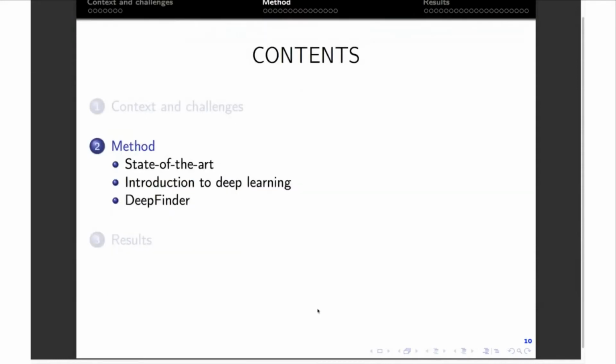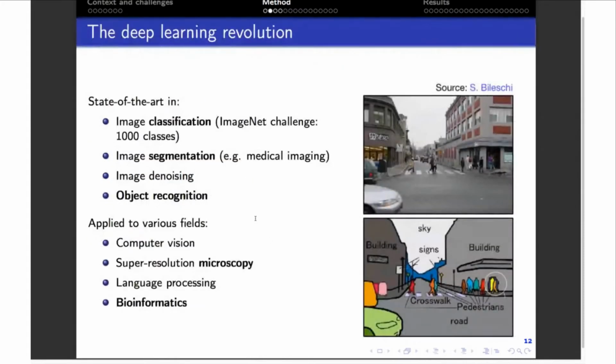So let's now talk about deep learning in general. We chose to use deep learning for this task because it is clearly the state of the art in image classification, segmentation, denoising, and object recognition. And it has been applied to various fields, such as computer vision, language processing, and bioinformatics.